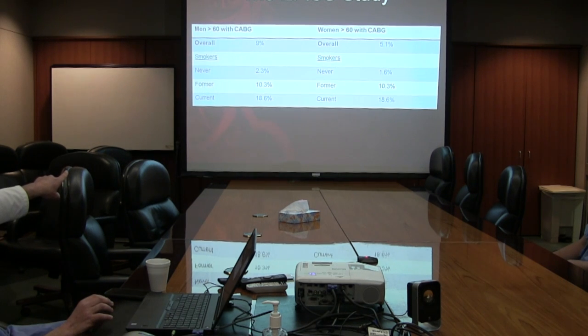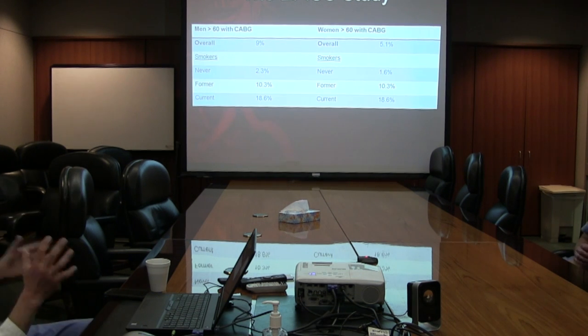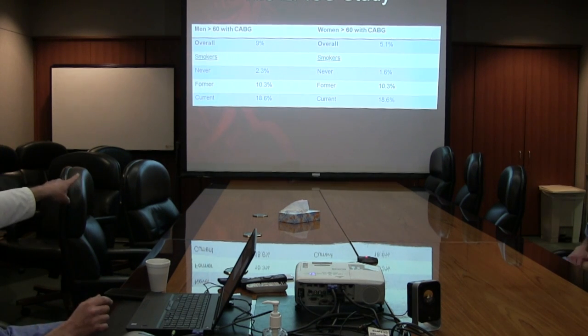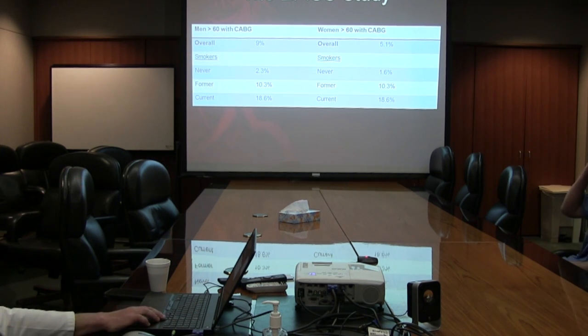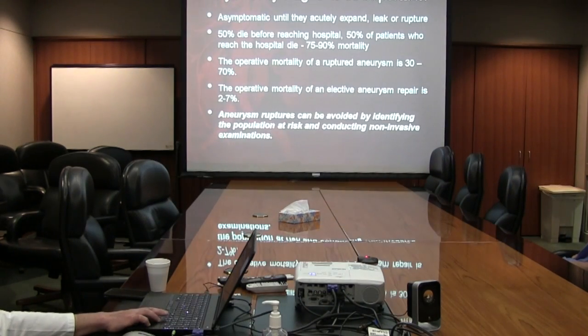You know any patients like that? Same thing with women. So in the general population, you're talking about 5%. But in the cardiovascular patient, fifth floor clinic, you're talking 20% have an aneurysm. So, size matters. Once again, I'm not going to go through that.